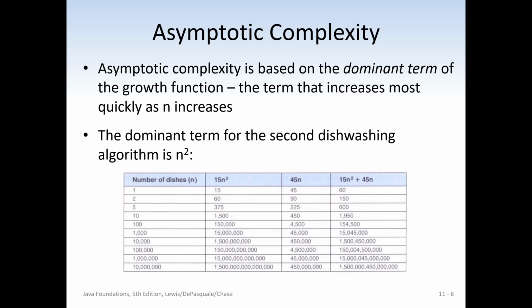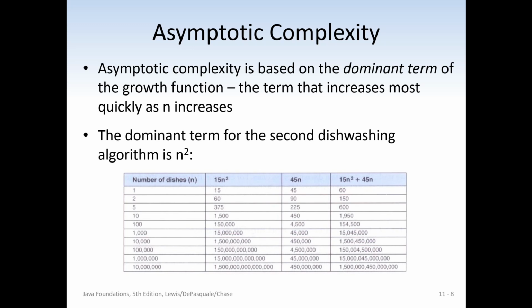So there's the 15n squared, and in the beginning, it's actually smaller than the 45n component, right? And even for n equals 2, it's still smaller. But remember, we don't care what happens for small numbers. Small numbers don't matter to us at all, okay? We only care about what happens when things get really, really big. So let's look at the trend here of what happens.